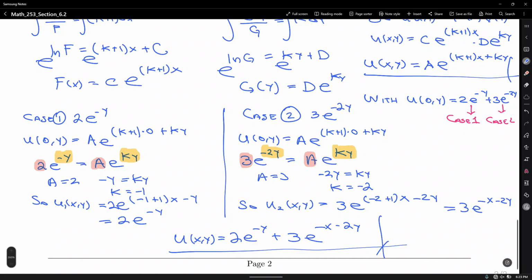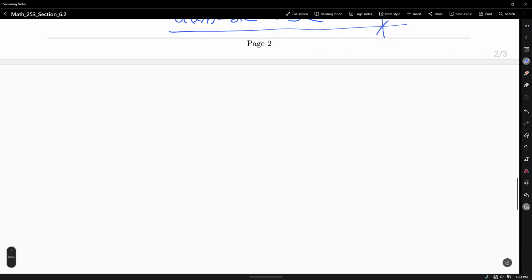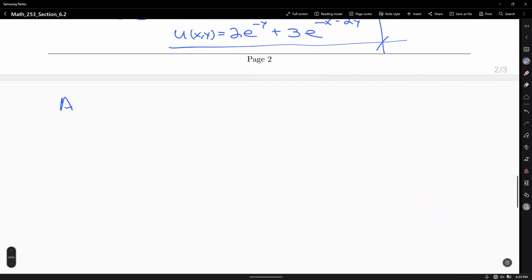Okay, guys, an alternative to solve this problem. If you don't want to do this case one and case two, check what you could do. Let me add one more page. We have time, so I'd rather not start the next section, rather show you the alternative. Number one, u of x, y equals A e to the (k plus 1)x plus ky, right? That was the general solution to the PDE.